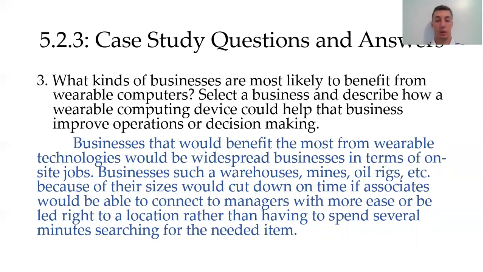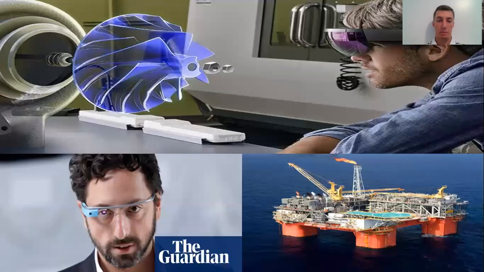They also would be able to pull up the instructions if they forgot how to do something right there on the glasses rather than going all the way to the office, finding the instructions, or finding an associate that may know. They can just pull it up right there. And here's an example of the Duke one that they were using up top, the Guardian with the Google Glass, and down on the bottom right, the oil rig. Rather than having to go to the other side, just showing how big it is, you can just pull it up right there on your glasses.